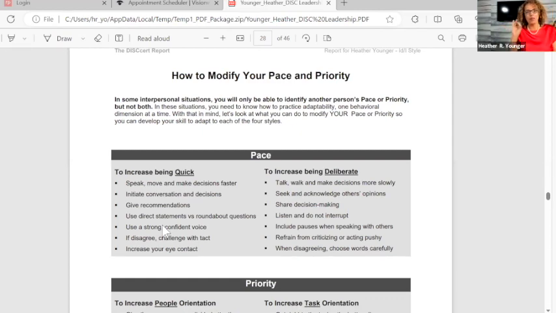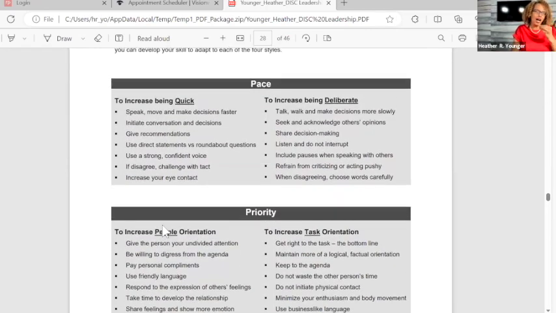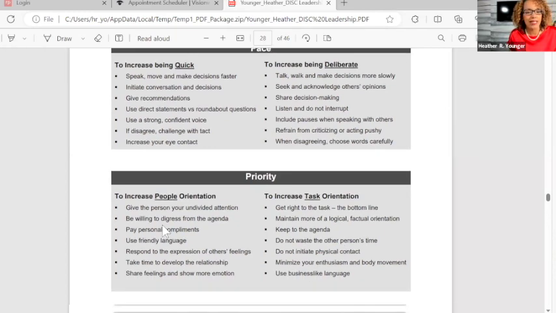The S and the C have a more deliberate pace. And so they're going to talk, walk, and make decisions more slowly. They're going to seek and acknowledge others' opinions. They're going to share their decision making. They're going to listen and not interrupt. They're going to include pauses when they're speaking to others. It's actually a quite enlightening and uplifting way to be. And like I said, my S has come up above the energy line, but I'm not a high S. So I still lean more on the I, and I'm a work in progress, let's say.